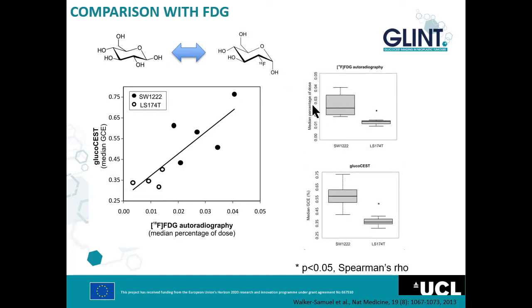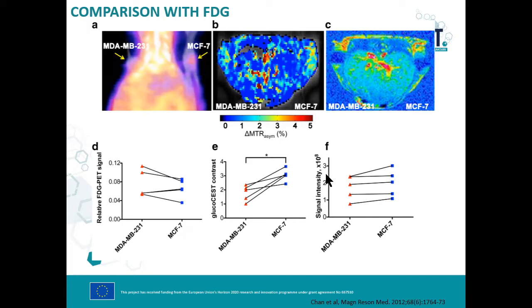These were also presented by Silvia already, so we could show that we had a differentiation between these two colorectal models. One had a high metabolism, the other a low metabolism, and you could see a high signal in the FDG and a high signal in the GLUCOCEST. On the other side of the pond, at Hopkins, people were doing the same thing.